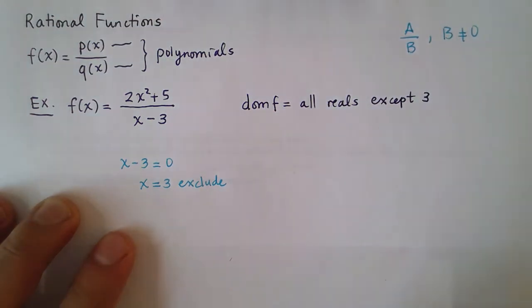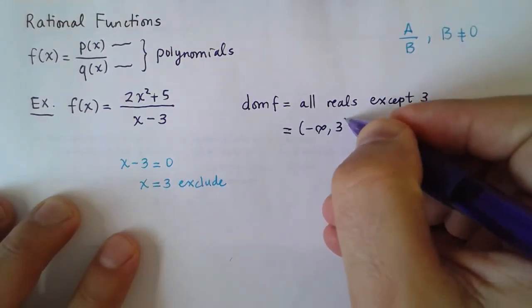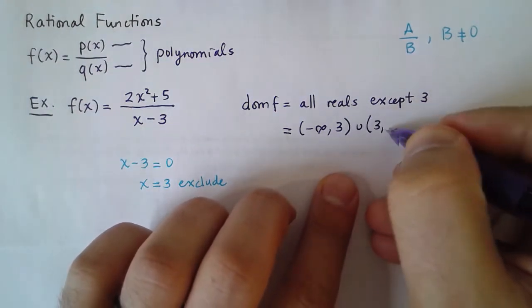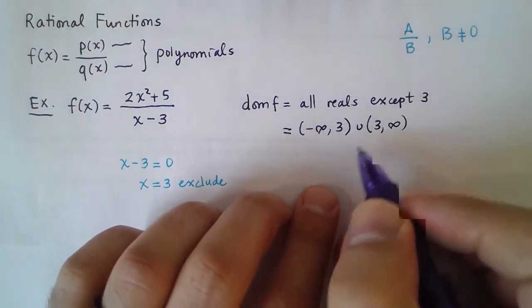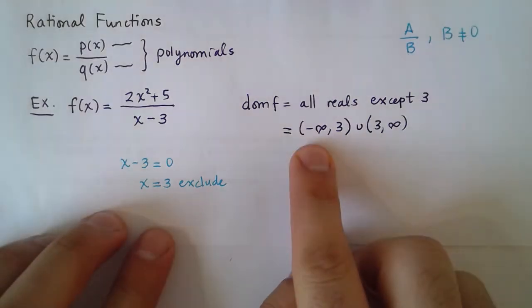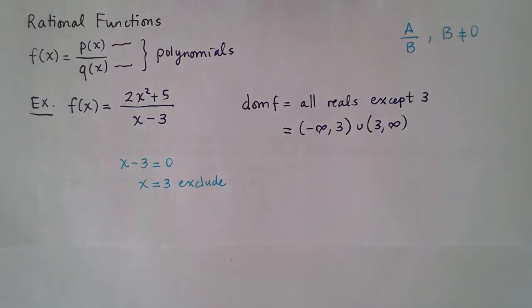So in interval notation, you start from negative infinity and go up to 3. Parentheses, 3 is not included. Union, you start at 3 and go to infinity as well. So that way you're taking that 3 out, because 3 divides your number line into two identical pieces. One starts from negative infinity and goes up to 3, and the next part starts at 3 and goes up to infinity.